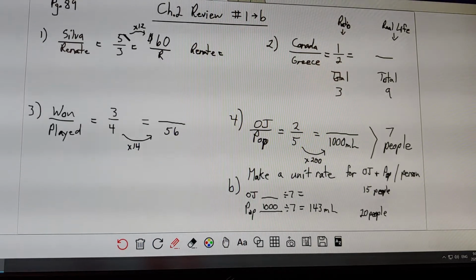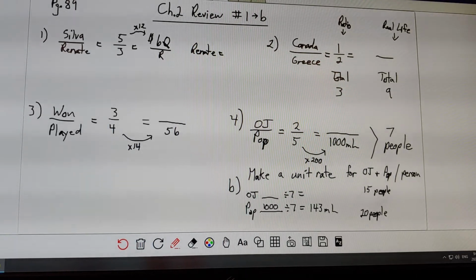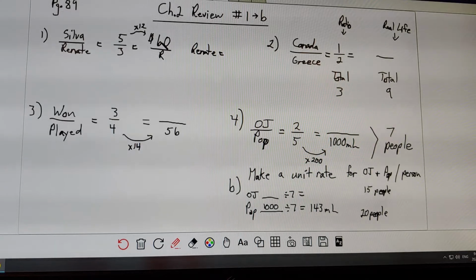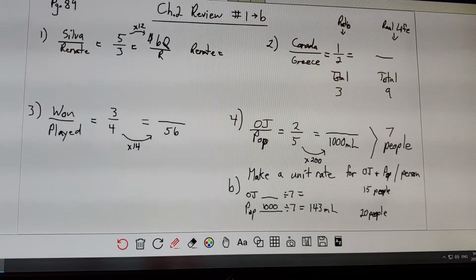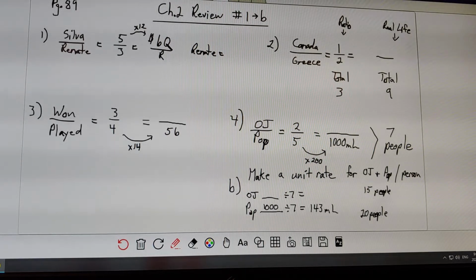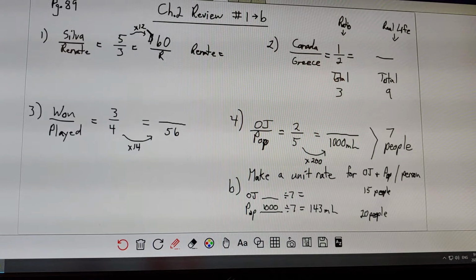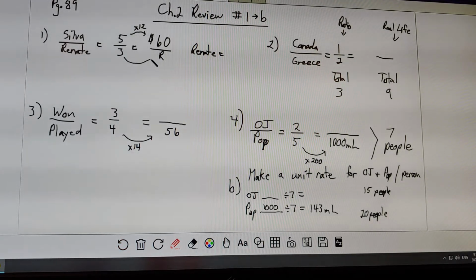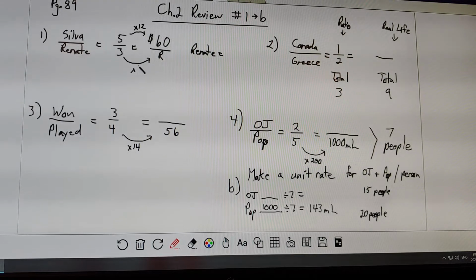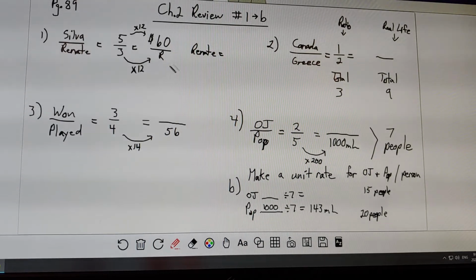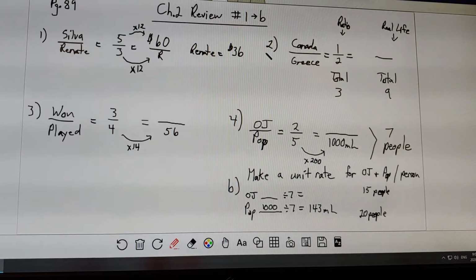So then we see, okay, what do they do to 5 to get it to be 60? If you have your times tables memorized, 5 times 12 is 60. Let's say you don't. Then you can do it backwards. Say, okay, let's do 60 divided by 5, and your calculator will say 12. So you go, okay, well then I know 5 times 12 is 60. So we'll do the same here. 3 times 12 would give us Renate's money, which is 36. Okay.